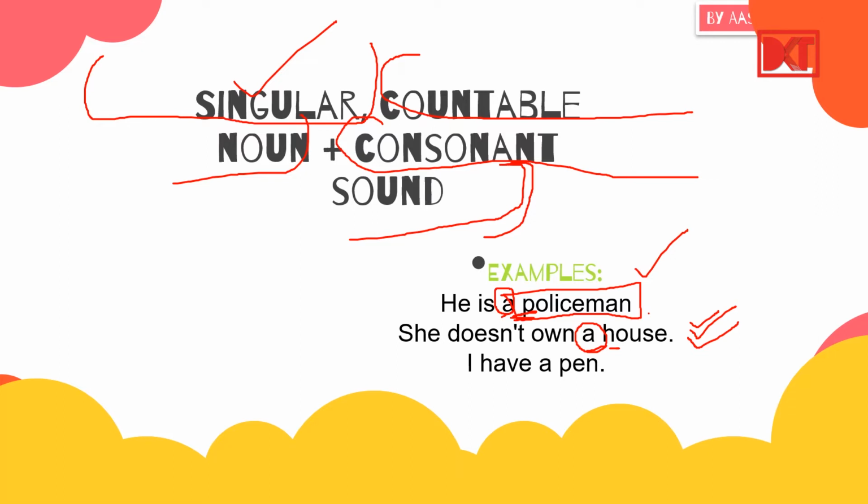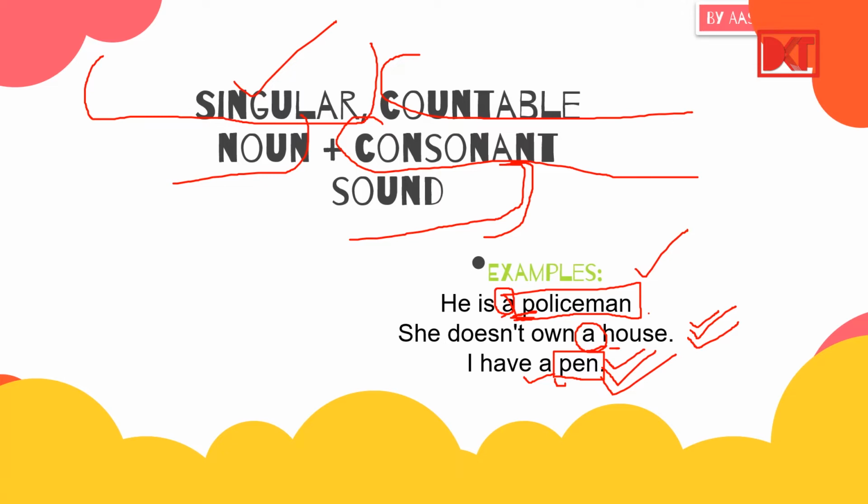Then similarly for the third example, it says I have a pen. Now it is for the noun pen for which a is being used. Pen is singular, only one single pen. It is countable and it begins with a consonant sound. Starts with per. Per is a consonant sound. So we are using a here. समझ गए कि जब सिंगुलर हो, काउंटेबल नाउन हो और कॉन्सोनेंट साउंड हो तो हम क्या यूज करेंगे? अ.